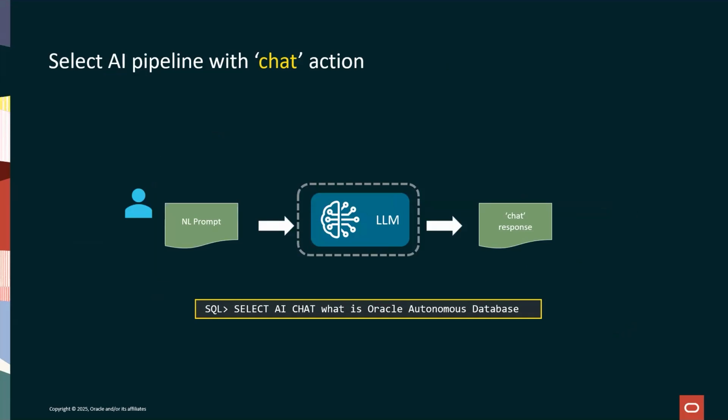The chat action is a pass through to the LLM where it takes your prompt and passes it to the LLM and it returns the response. And you can do whatever type of manual prompt engineering you would like and invoke that through the SQL. In this example, we are using Select AI chat and asking the question, what is Oracle Autonomous Database?